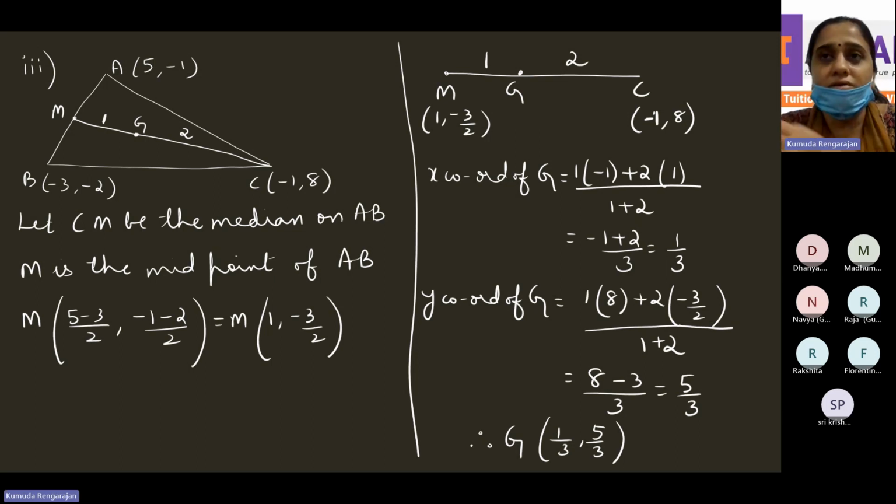I've taken any median. CM is a median, correct? CM is a median on AB. So G lies on the median CM. But from where to where is 3 parts? From the vertex C to G is 2 parts, and from G to the midpoint is 1 part. So the first step is to find the coordinates of the midpoint M using A and B, because M is the midpoint of AB.